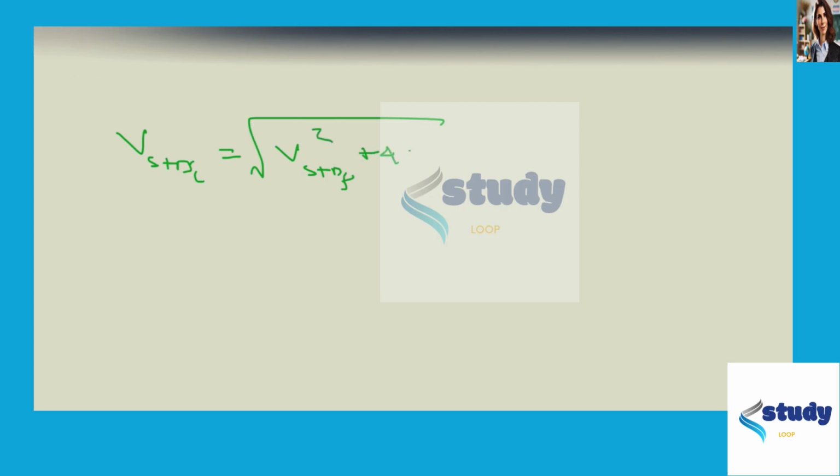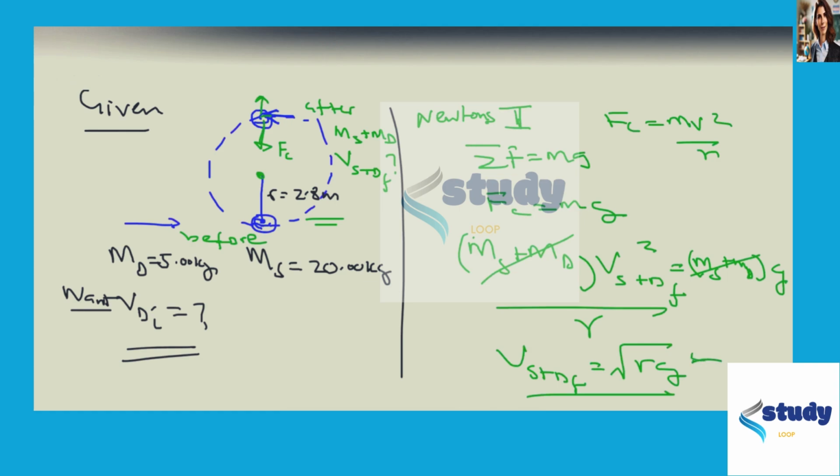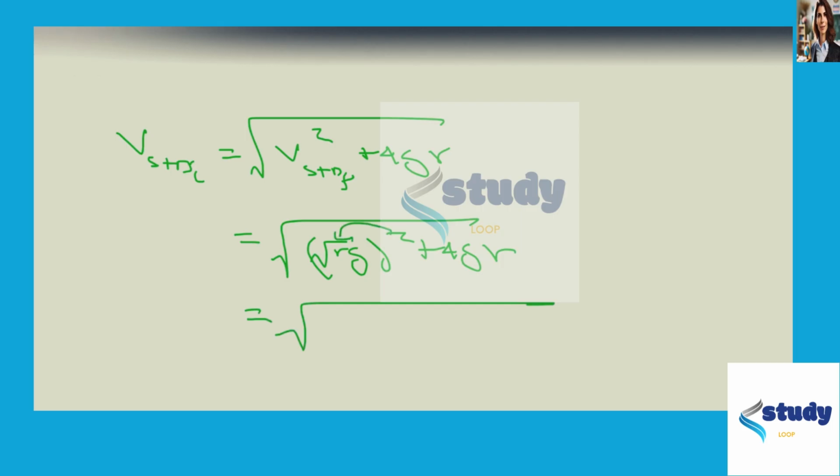squared plus 4gr. But if you can recall, the final value, this one, is radical rg. So this equals, we have another radical rg, and then that squared plus 4gr. And so this becomes, the square cancels the radical. We have rg plus 4gr. And so this is going to be 5gr. That's the initial combined velocity when the dart embeds itself inside of the sphere.